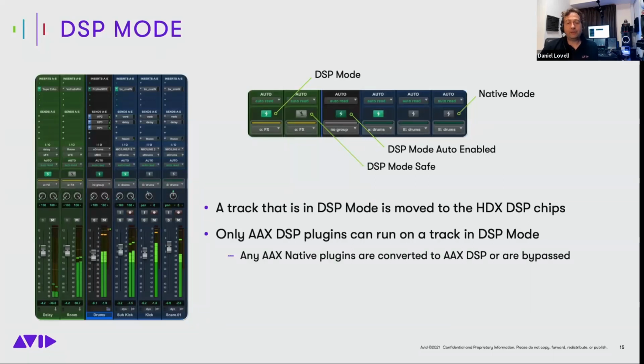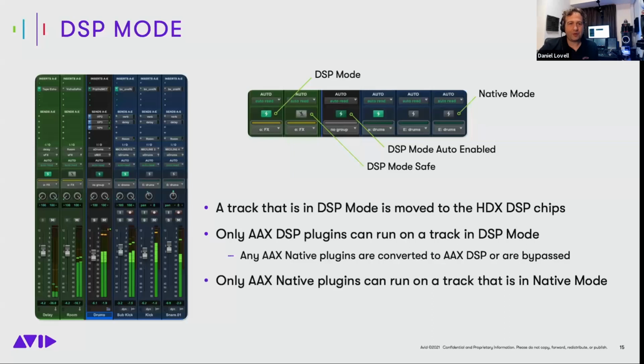Now, when you're in DSP mode, only AAX DSP plugins can run. A native plugin will be converted to an AAX DSP version if it's available, or bypassed. And that's important because we want to keep that low latency path. Otherwise, there wouldn't be much point in putting it in DSP mode. Now, when we're in native mode on a track, then only the AAX native plugins run.